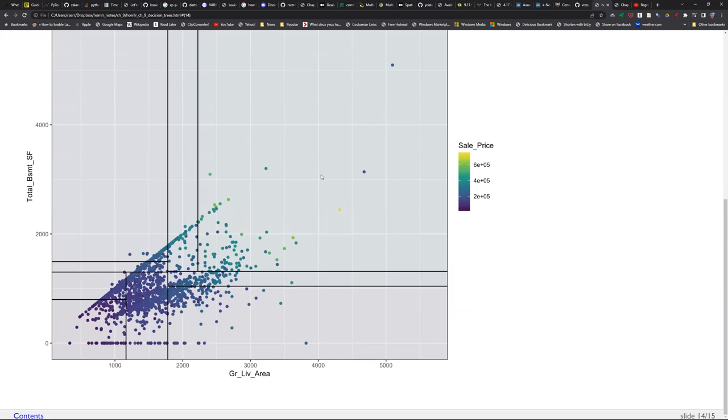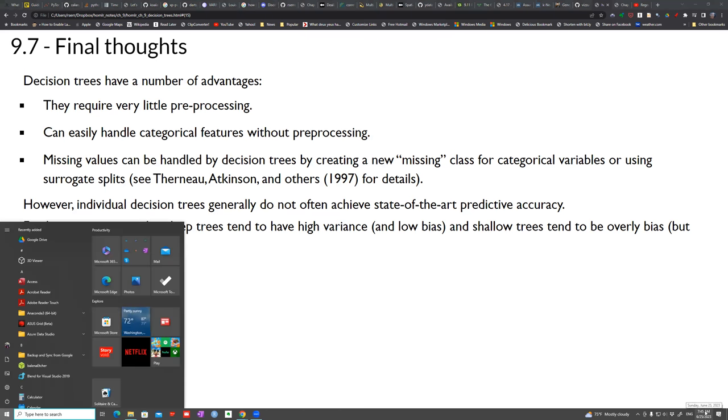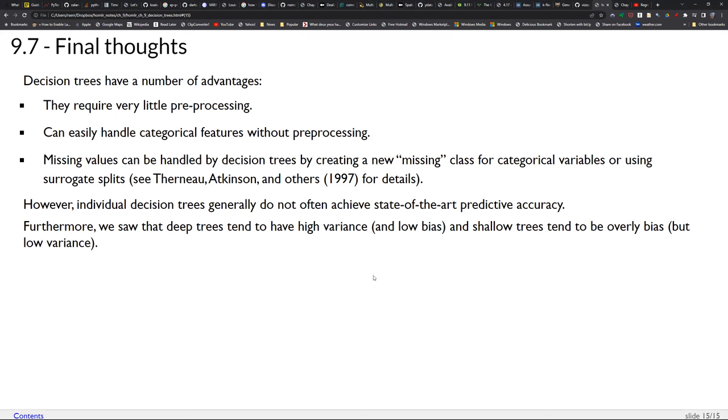Let me see if I have something else. Okay, so some final thoughts. Let's see if we have time. What time is it? 2:45. Let's see if we have time for the attrition. I'll try to do it briefly.